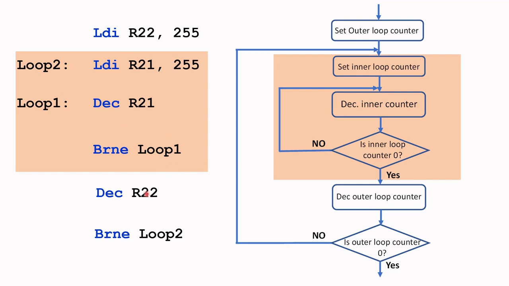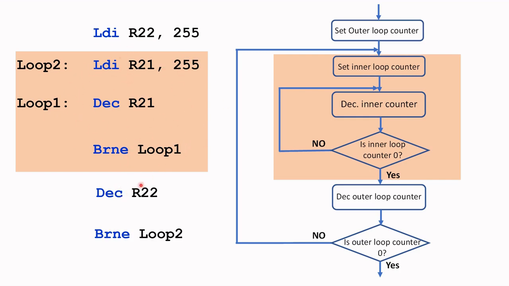Once this is done, it comes out and it will then decrement this outer loop counter, which is set up here with the initial value of 255. So it would subtract 1 from R22 and then ask the question, is it 0 yet? If R22 is not 0, go back to loop 2. Now, look at loop 2. Loop 2 will then reset R21, the inner loop counter, with a value of 255, and then this repeats again, 255 times decimal.